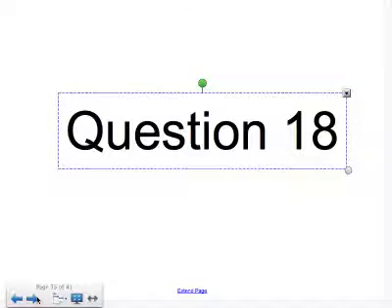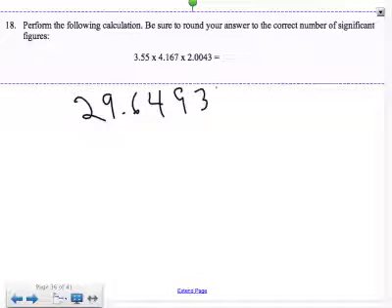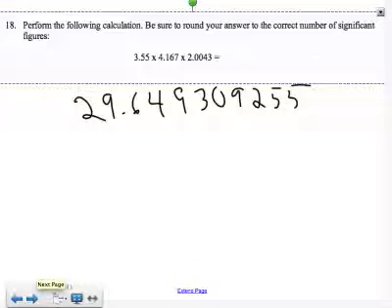Number 18, perform the following calculation and round to the correct number of significant figures. This is multiplication, so we multiply these numbers together and we get a really long number, which is 29.649309255. But we're not going to keep all those decimal places. We're not going to keep all those digits. Look at your starting values.